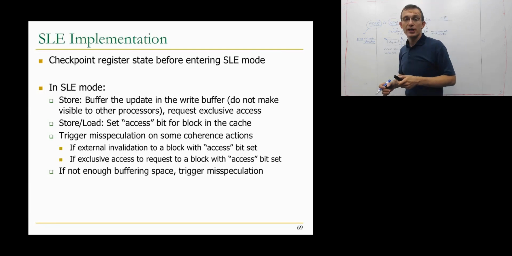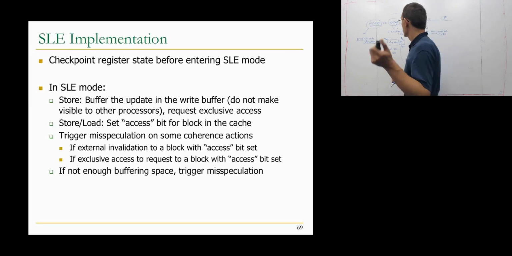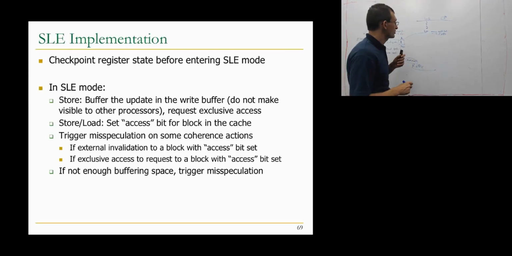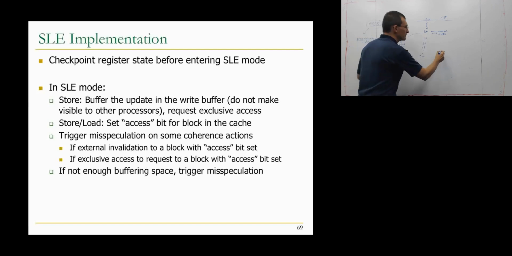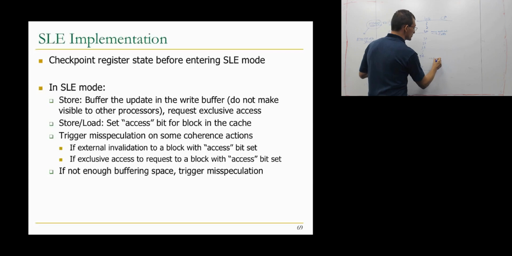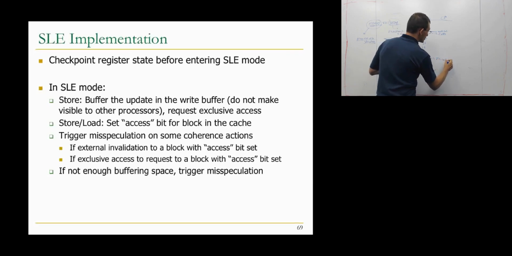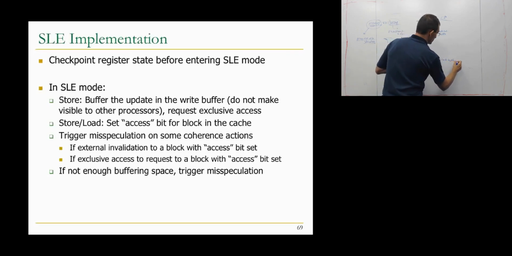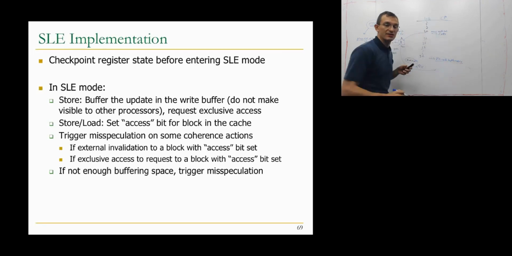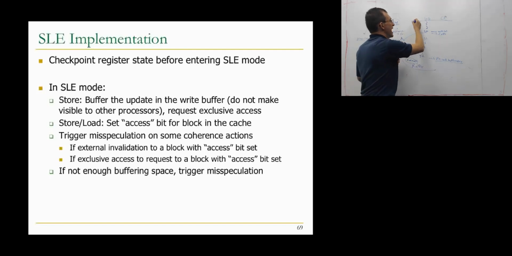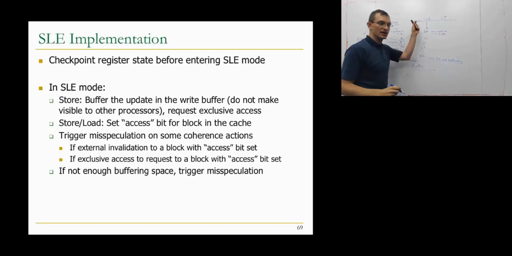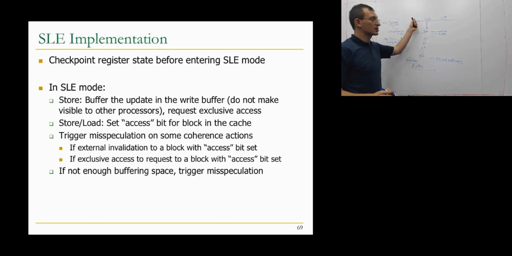And also, if there's not enough buffering space, this particular implementation triggers misspeculation. So what does that mean? Basically, you have lots of stores, store, store, and eventually you run out of your write buffer entries, right? You cannot put this latest store into the write buffer because there are no write buffer entries left. Well, in this case, too bad, the system says: I'm going to trigger misspeculation, go back to the beginning of this particular critical section.